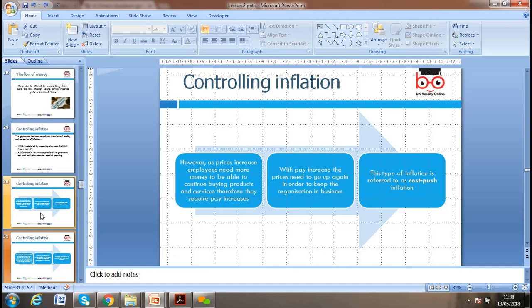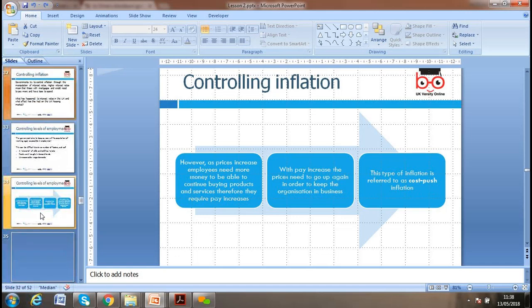However, as prices increase, employees need more money to be able to continue buying the products and services. Therefore, they require a pay increase, and the pay increase ultimately increases the cost of the business. And this type of inflation is called cost push inflation.